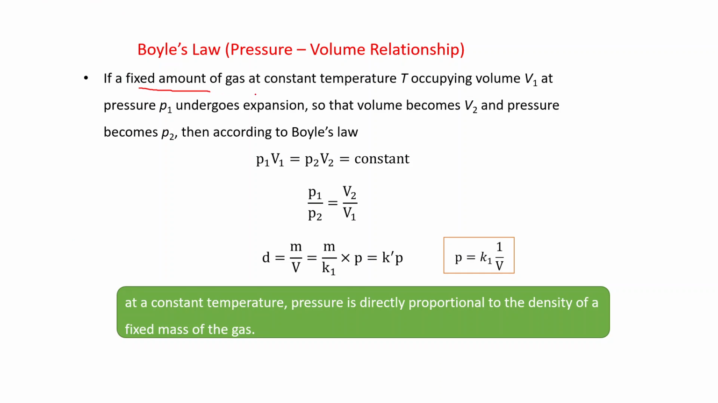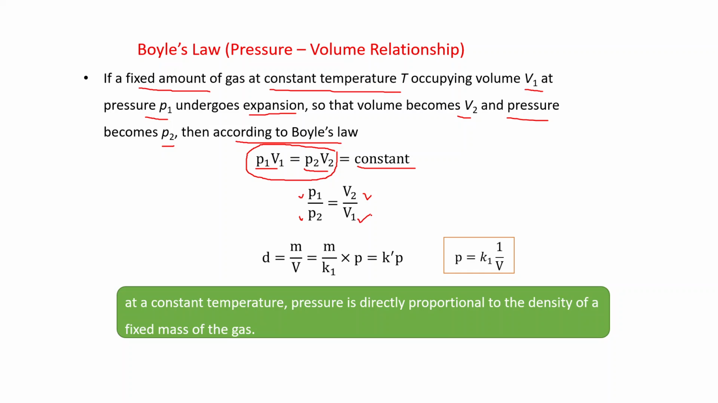If a fixed amount of gas at constant temperature T occupying volume V1 at pressure P1 undergoes expansion, that is, the volume is changed, so the volume becomes V2, and that's why the pressure becomes P2. Then according to Boyle's law, we can say P1V1 = P2V2, and it is constant. You have to remember this relationship. If you rearrange this, P1/P2 = V2/V1.